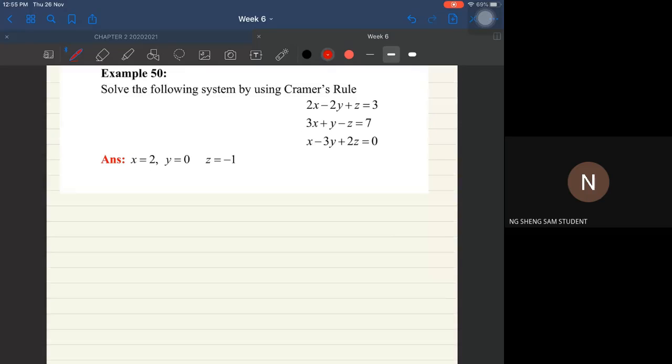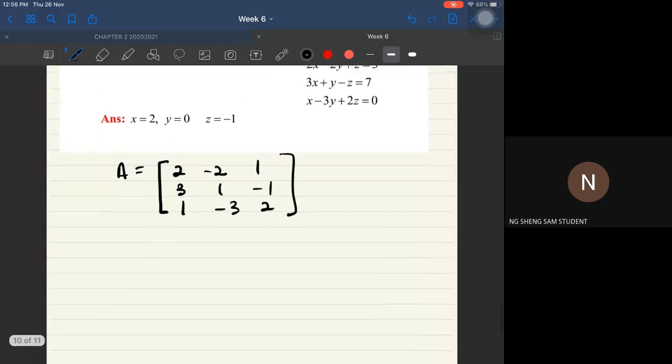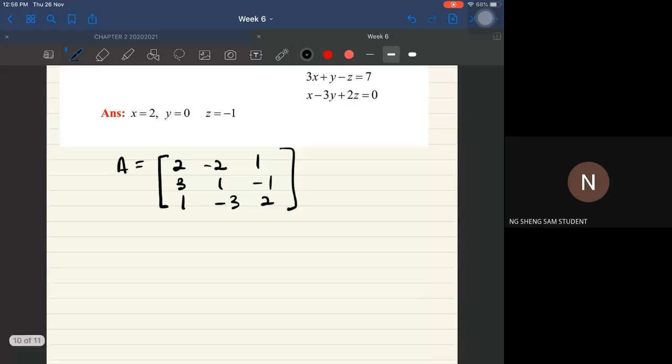So macam mana kita nak solve this one? By using Cramer's rule. So daripada system of this linear equation, first kita keluarkan dulu matrix D. So what will be a matrix here? Saya tak nak guna matrix D, saya nak guna A lah. Okay, saya letkan dia jadi A. So 2, negatif 2, 1, 3, 1, negatif 1, 1, negatif 3, 2. So this is your matrix A. Okay.